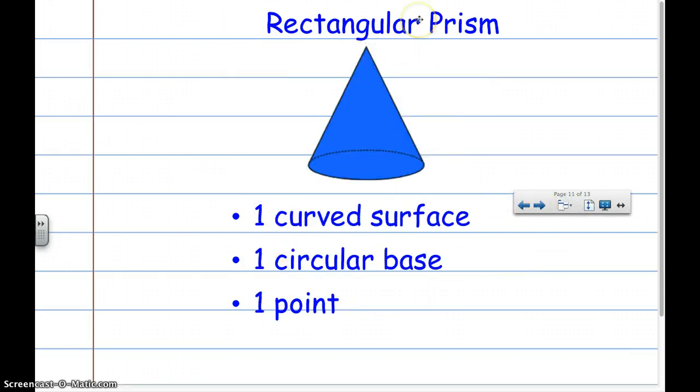This also is not a rectangular prism, but it is a cone. So it has one curved surface that goes all the way around, one circular base, and a point. This is not a vertex or a vertice because it doesn't have any edges that are meeting together. So that means that this is a point, not an edge.